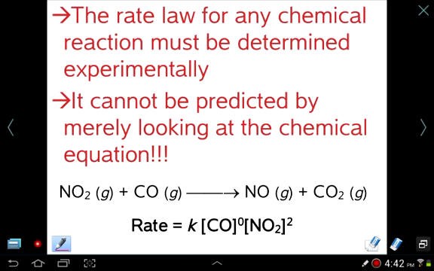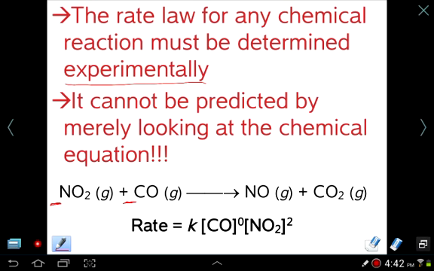And this is an important point. Here it says the rate law for any chemical reaction must be determined experimentally. We cannot predict it simply by looking at the chemical equation. Sometimes it matches, but it is not directly related to the balancing of the equation. In other words, the coefficients in front of a balanced equation don't necessarily relate to the order of the reaction.